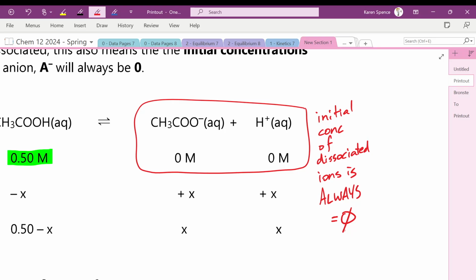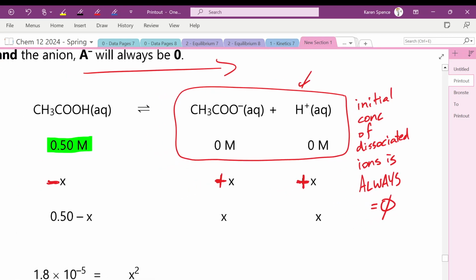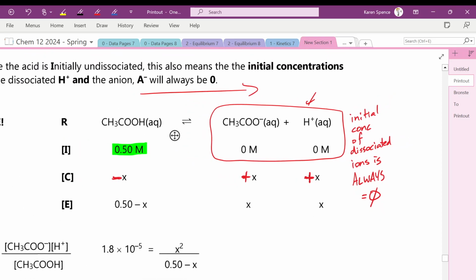Because those are 0, which way does this equilibrium have to shift? If I've got none of this, it has to shift to the right, because I cannot make stuff on the left if I've got nothing on the right. Yes? So that means these are going to be going up. So these are always going to be positive, because you cannot go down from 0 molar. Yeah? And this is always going to be negative. And so we get 0.50 minus x, and we get x, and we get x, and those are our equilibrium concentrations.